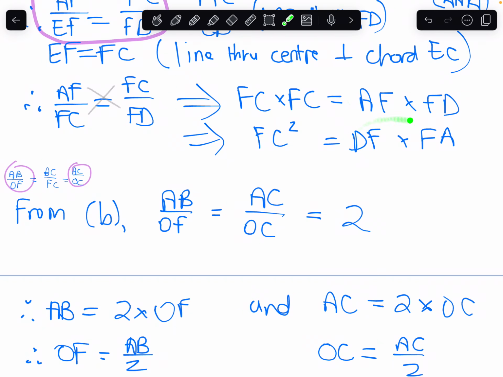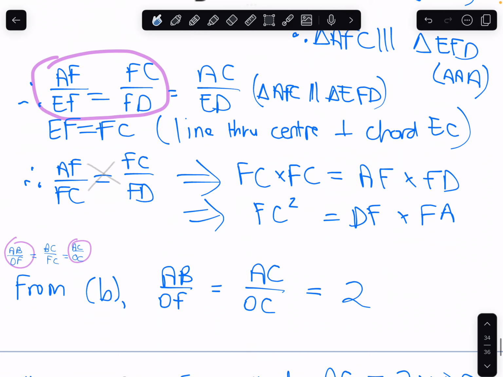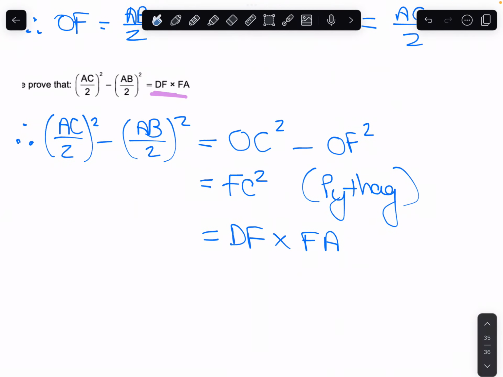DF times FA is the same as FC squared, right? Which we proved over here. FC squared is equal to DF times FA. And so we have proven what is required, which is fantastic. Okay, right.